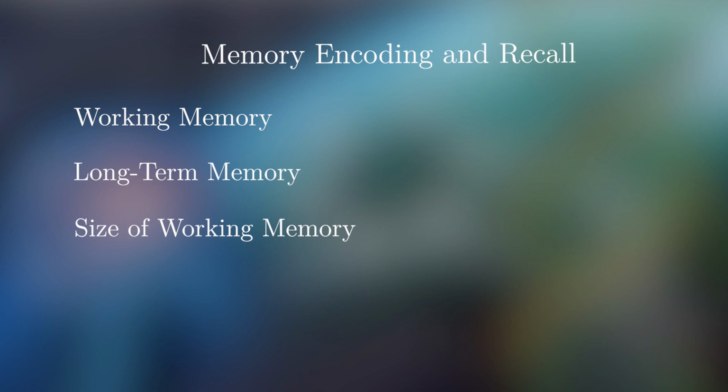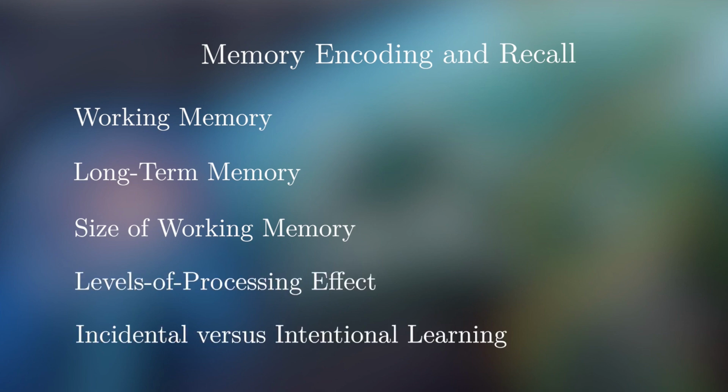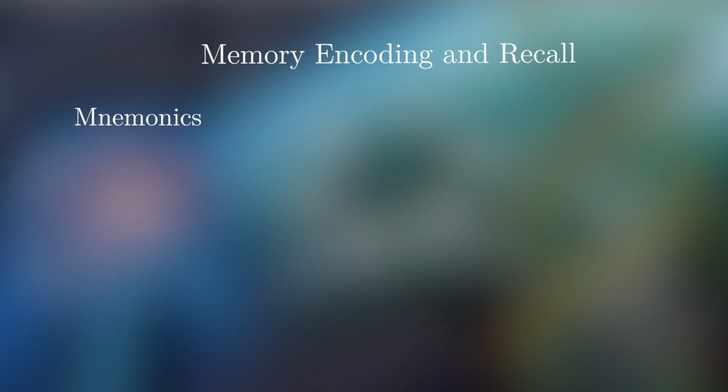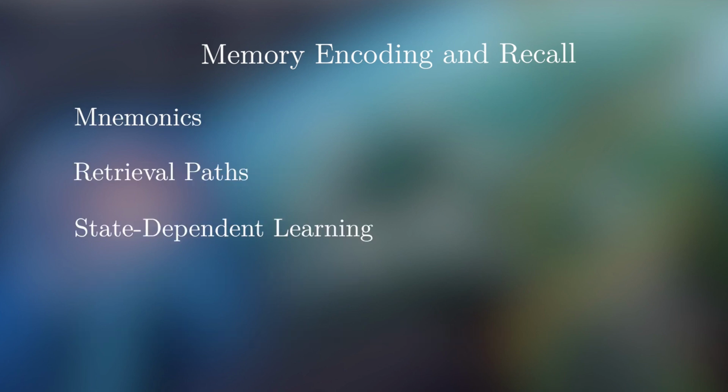I'll also talk about things that influence how much we can recall from memories, including level of processing, incidental versus intentional learning, mnemonics, retrieval paths, and state-dependent learning. I'll also talk a bit about amnesia and the difference between familiarity and actual memory, because it turns out they're not quite the same thing.